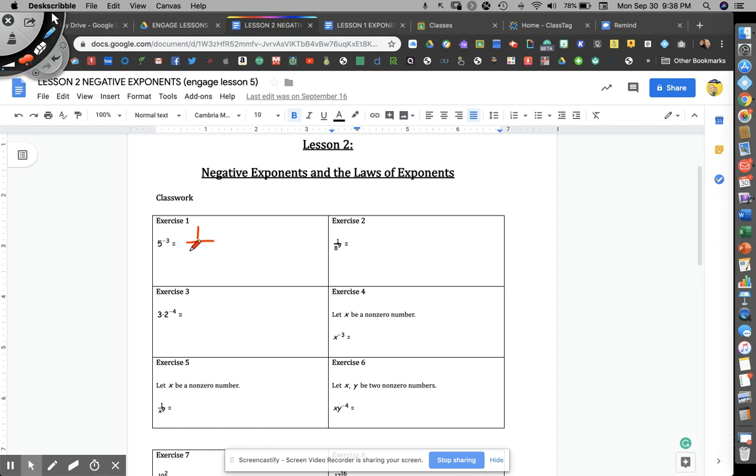So that's going to be 1 over 5 to the third power. And that's as far as we're going today because they do want you to leave this in exponential form. You do not want to multiply out 5 to the third. Just leave it like this.